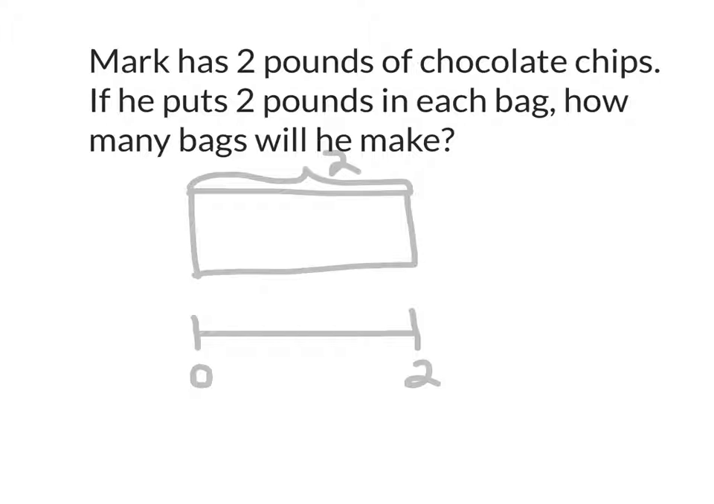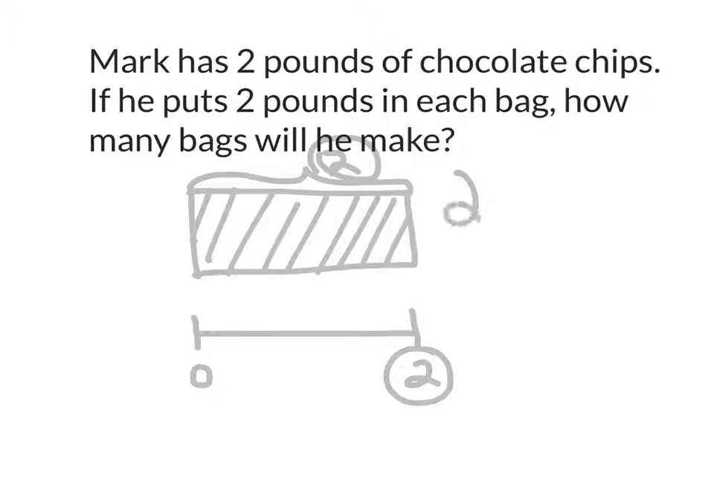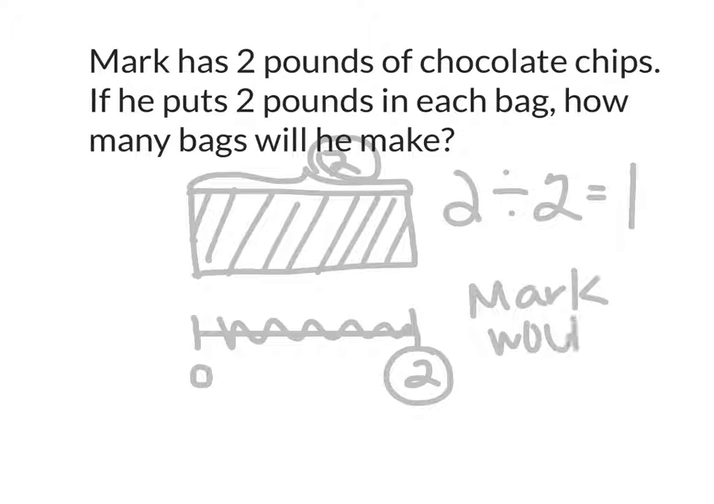So we want to put 2 pounds in each bag and figure out how many bags that Mark would make. If we look, we have 2 right here, and this is 2 pounds of chocolate chips. So I am putting 2 pounds divided by 2 pounds, and that would equal 1. There are no spaces in between here, so there's 1 bag. So Mark would make 1 bag. Let's keep going.